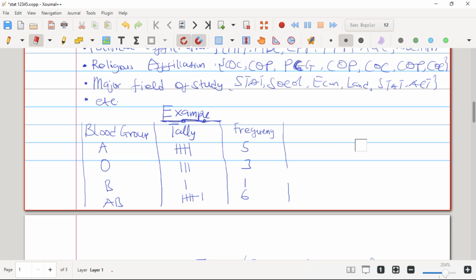Don't worry, don't panic about how these things are constructed, right? In our subsequent videos, we are going to treat how categorical data can be represented in a frequency distribution. I'm surely going to solve an example with you, but today I just want you to know how the data will look.